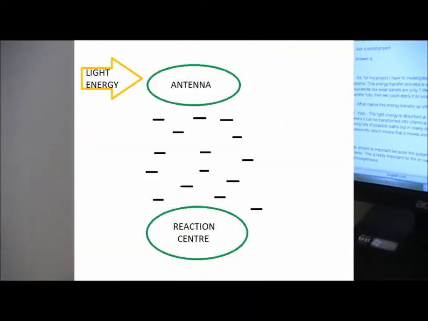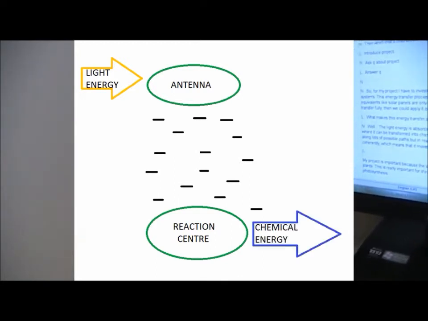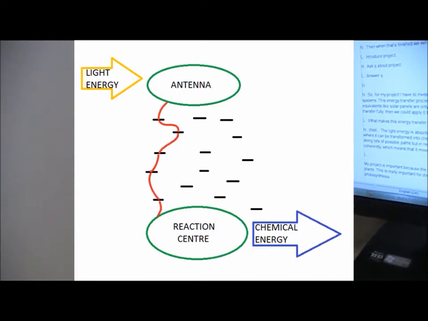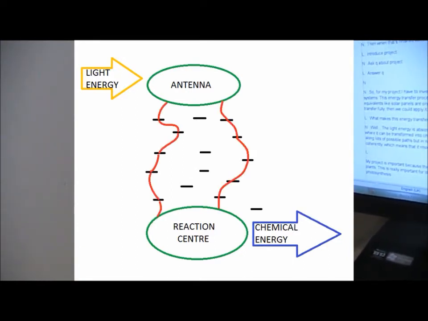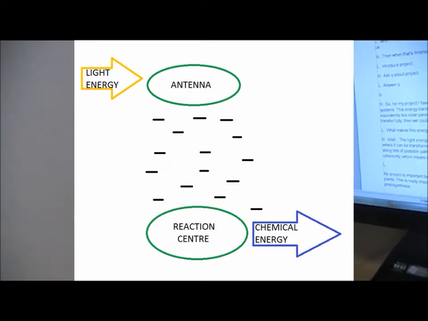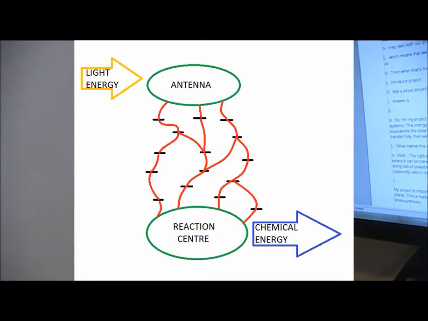So, the light energy is absorbed at the antenna and has to reach the reaction centre, where it can be transformed into chemical energy. To reach the reaction centre, it can travel along lots of possible paths. But in reality, the energy is actually transferred quantum coherently, which means that it moves along all the possible paths at the same time. It sounds really complicated.